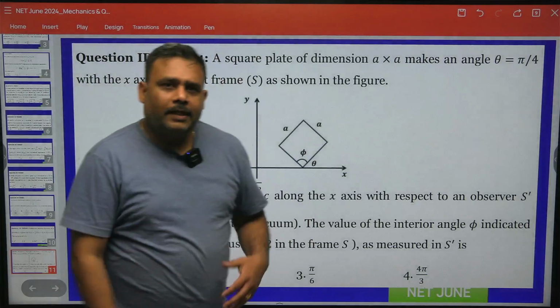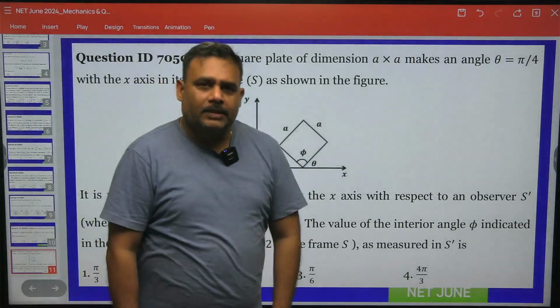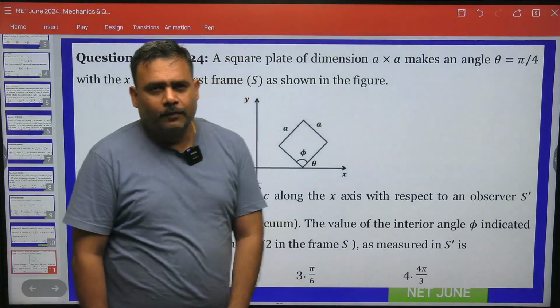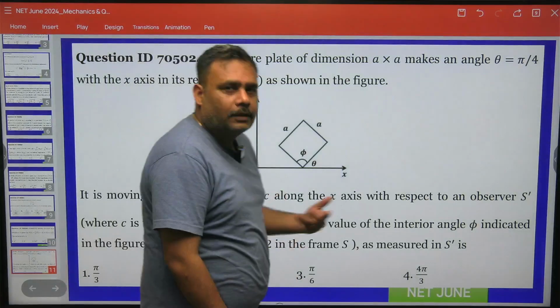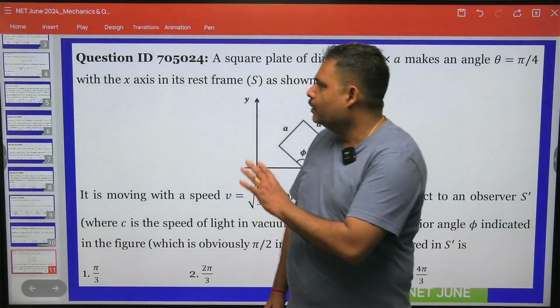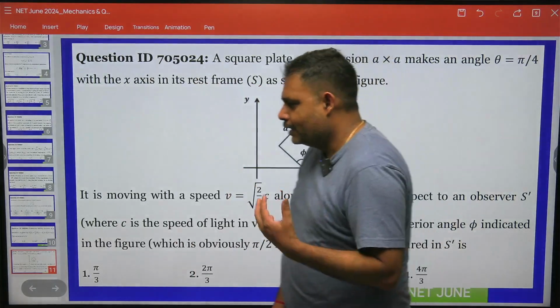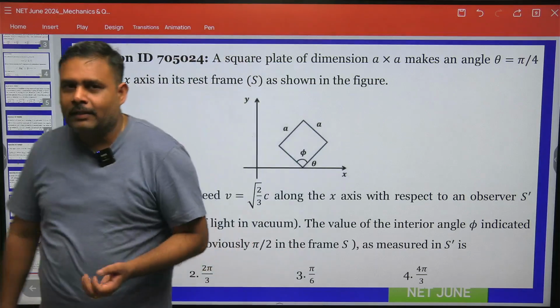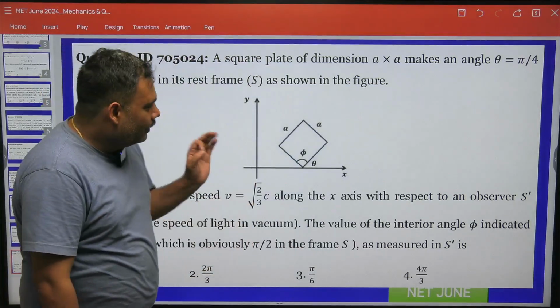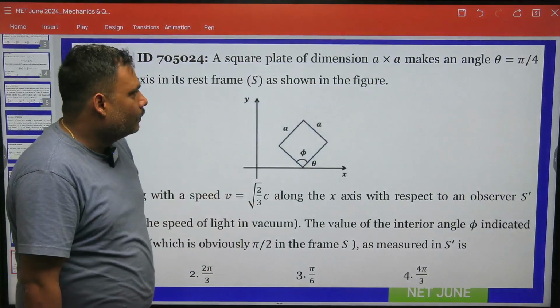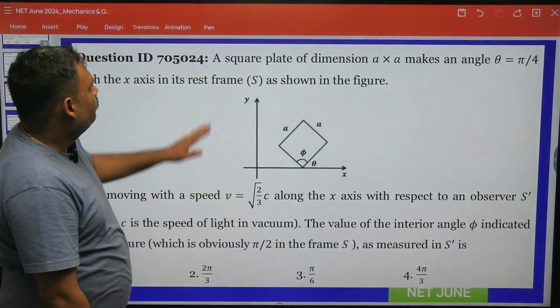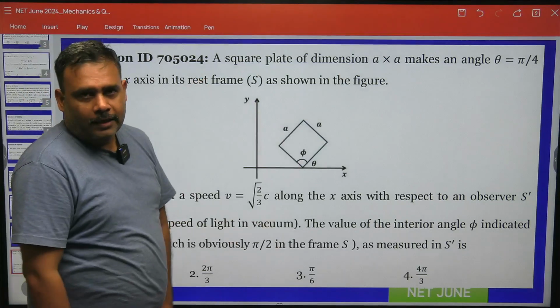Hello everyone. So let's try to solve one more question from CSIR NET 2024, and this question is from Special Theory of Relativity, that is from classical mechanics, and it's quite a simple problem, but people have made a little bit of error in this calculation. So let us try to go for this one. And this is just a length contraction, nothing else.